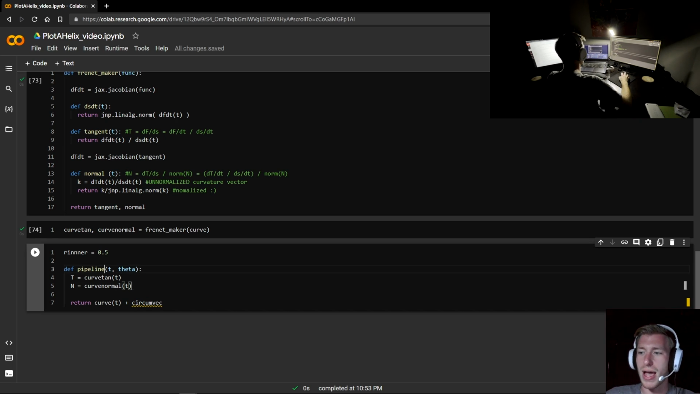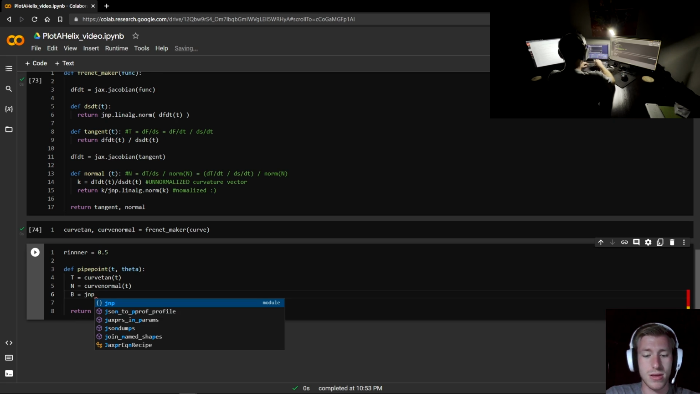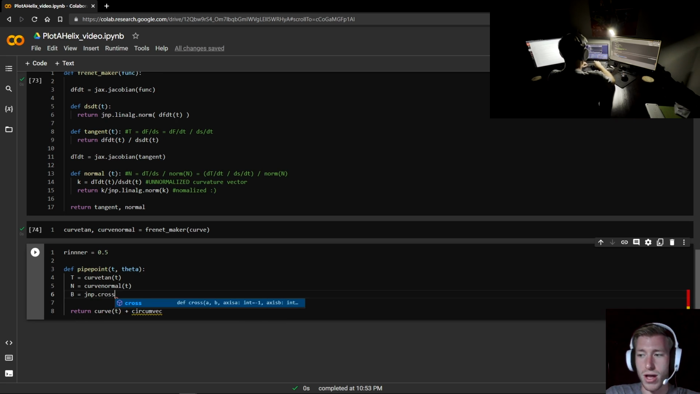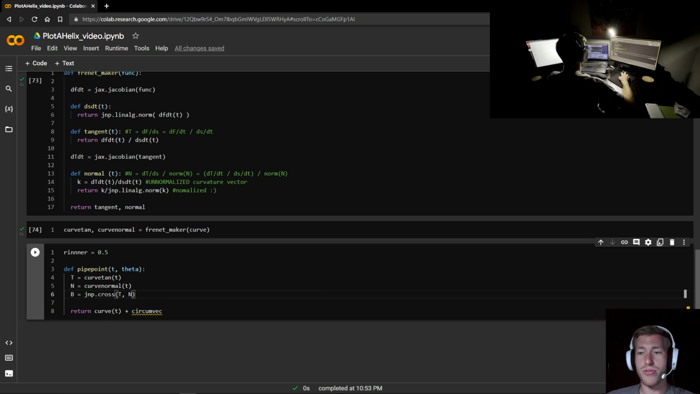So maybe instead of a pipeline, because this function is specifically putting out a single point, we'll call this pipe point instead of pipeline, but that's fine. So curve normal, and then what we need now is our b, our cross product vector. That's really easy. It's just jnp.cross, and we list the two things we want to cross, t and n. So now we have our three axes.